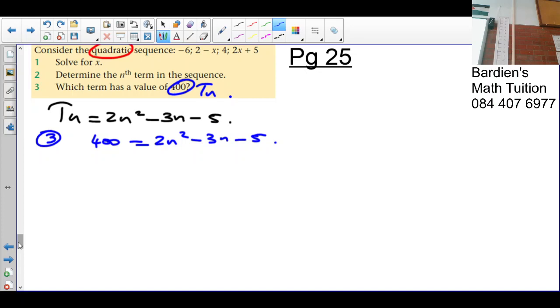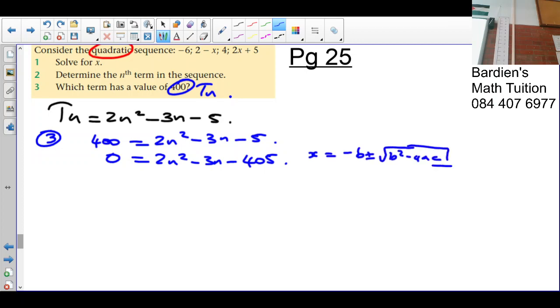Okay. So basically what we have is which term has a value of 400 in the sequence. We set Tn equal to 400. Okay. So it's simply going to be 0 is equal to 2n squared minus 3n minus 5 minus 400, which is minus 405. So at this point we can use the quadratic formula, not so. The quadratic formula, which is x is equal to minus b plus minus the square root of b squared minus 4ac over 2a.